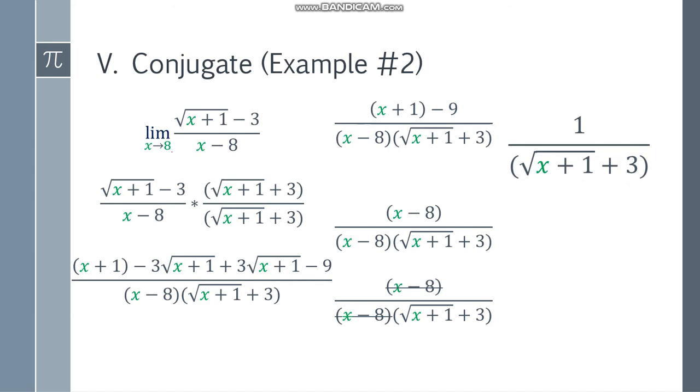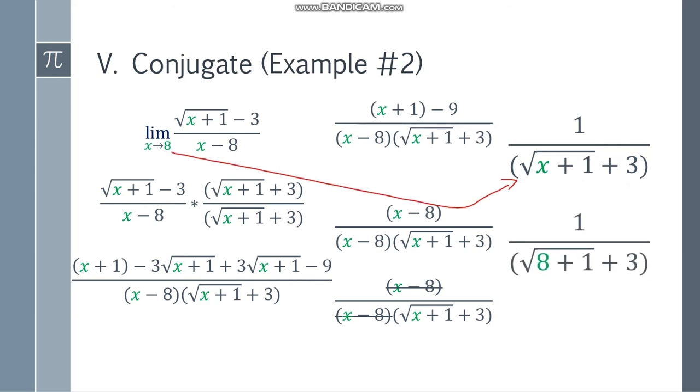We can now substitute it directly. And for the denominator part, the square root of 8 plus 1, that will be the square root of 9. Square root of 9 plus 3. The square root of 9 plus square root of 9 is 3 plus 3, that will be 6. And of course the 1 here. So the final answer is 1 over 6.